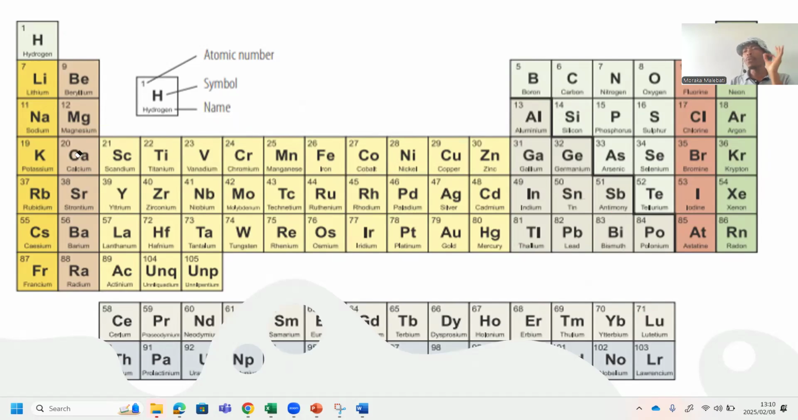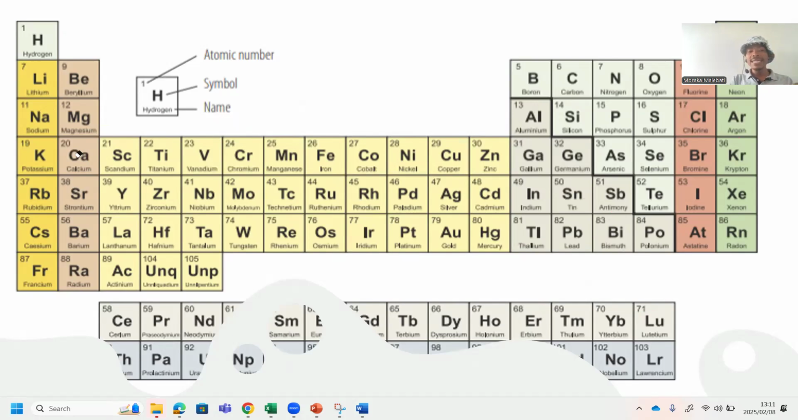And then when we're talking about reactivity, for example, for alkali metals in group one, the reactivity increases as you go down the group. Like I've mentioned, potassium will be more reactive than lithium. When you're looking at group one, the alkali metals, the reactivity will increase as you go down the group.